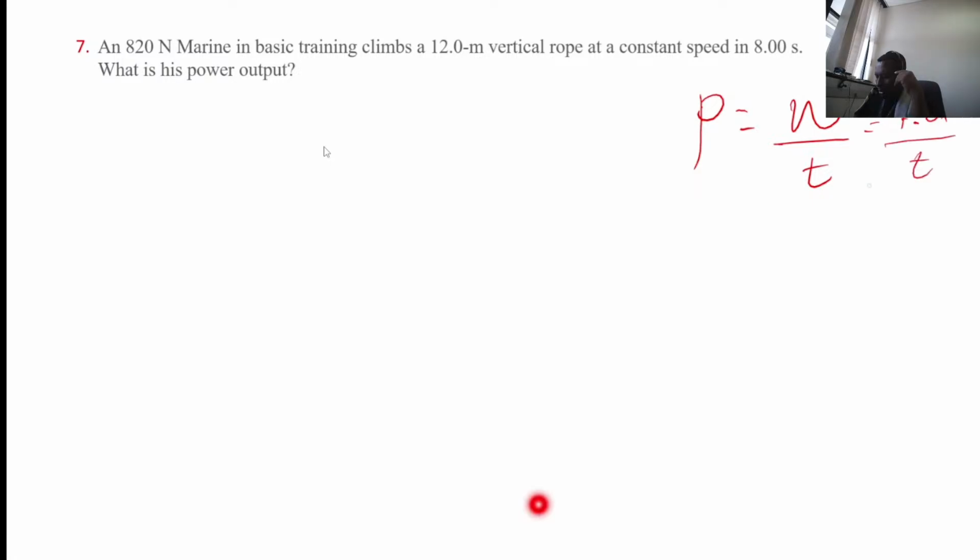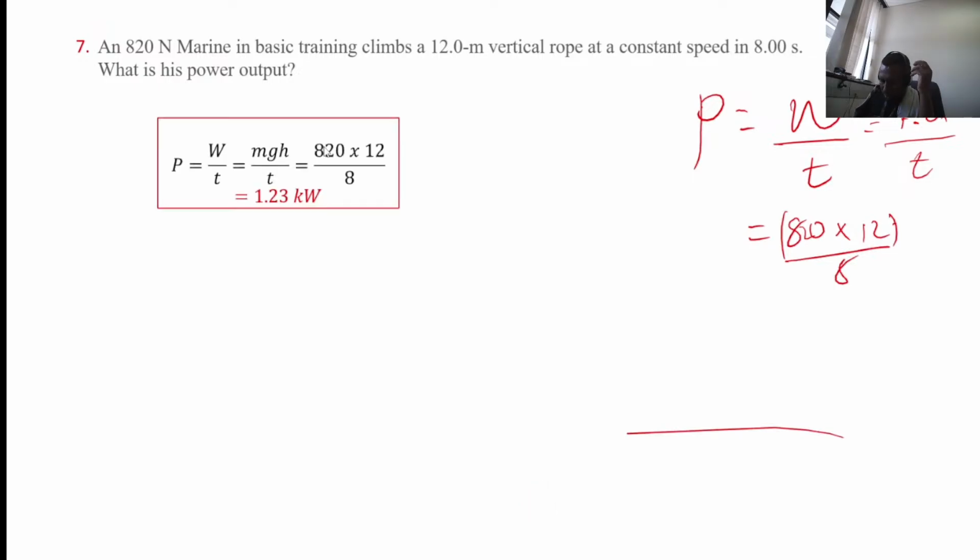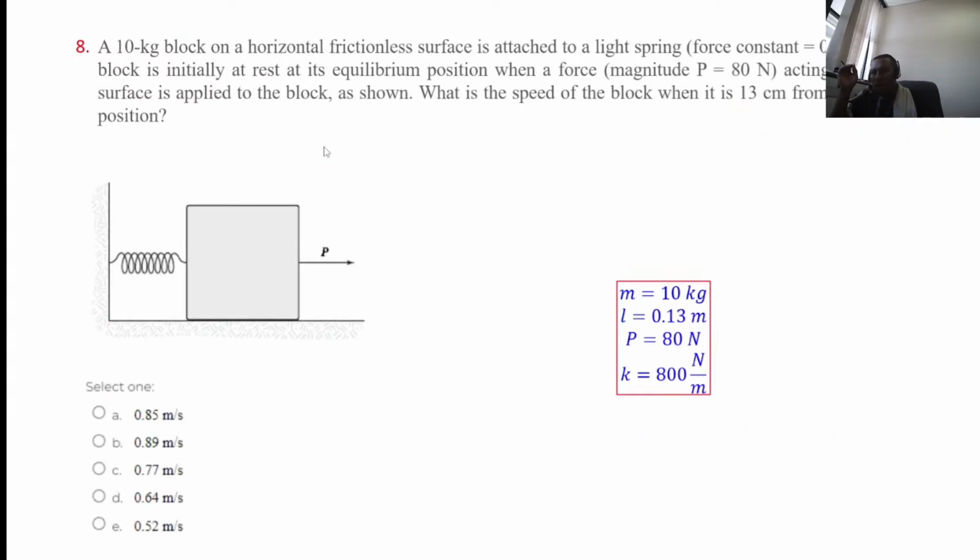What is the force? Therefore, this one is 820 times, he climbed 12 meters. I'm going to forget about the unit, divided by 8, therefore. Didn't I have the answer? Yeah, basically, there it is. Easy. I don't know why they put this one here. It's because it's quite simple. I'm not going to undermine your understanding. That is easy.